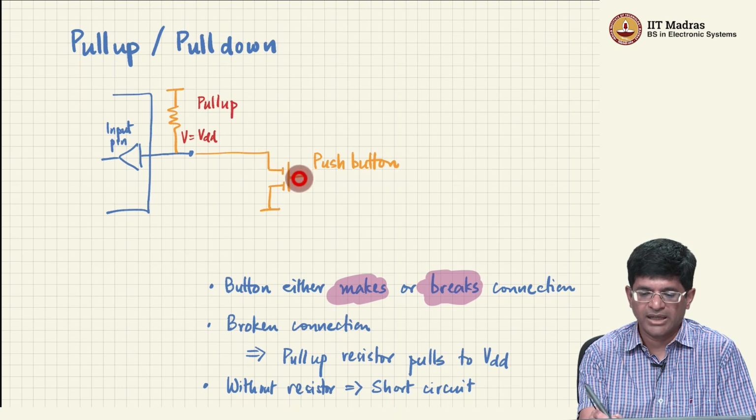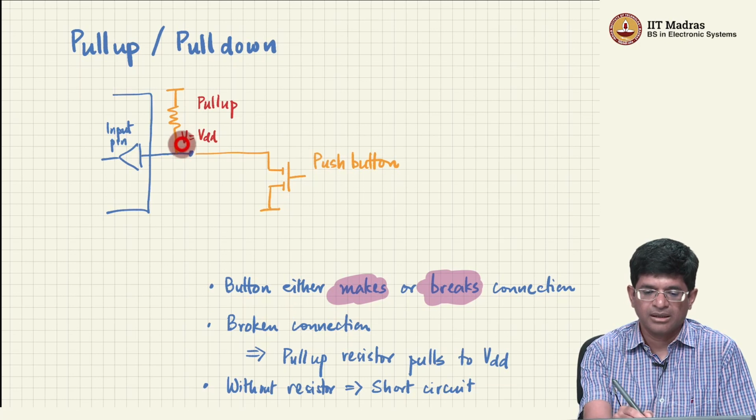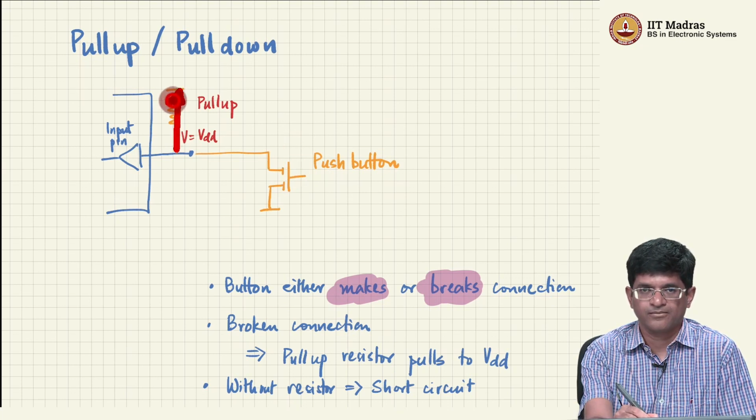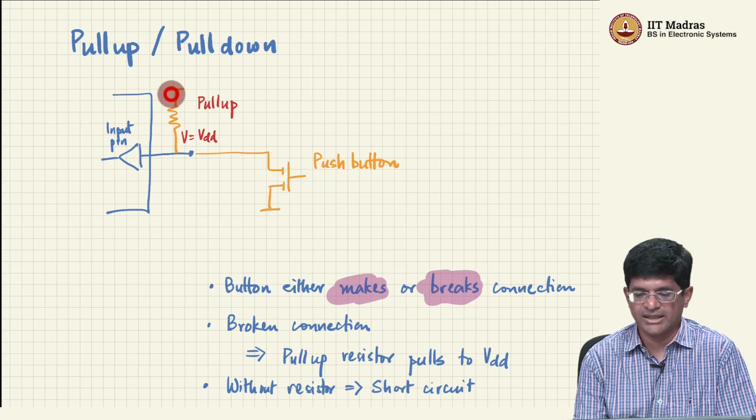What happens when I release the button? It breaks this connection, and normally, if I did not have this pull-up resistor, this voltage would then be floating. But by putting a pull-up resistor over there, I implicitly make sure that whenever the push button is off, this automatically gets pulled up to VDD. So it simplifies my circuitry in that sense.